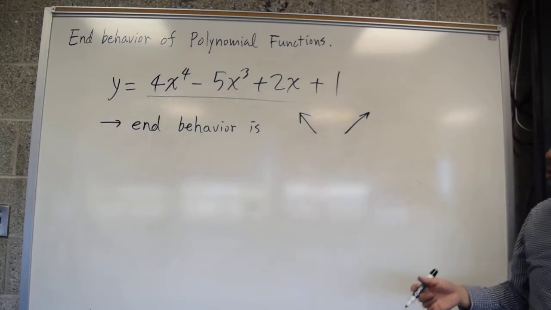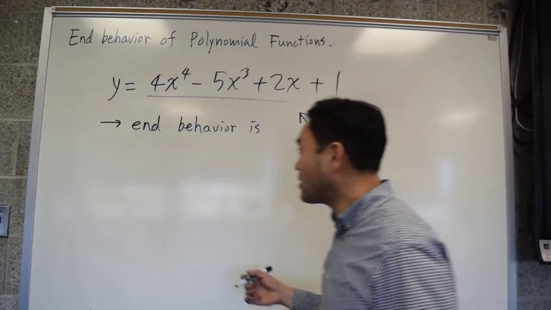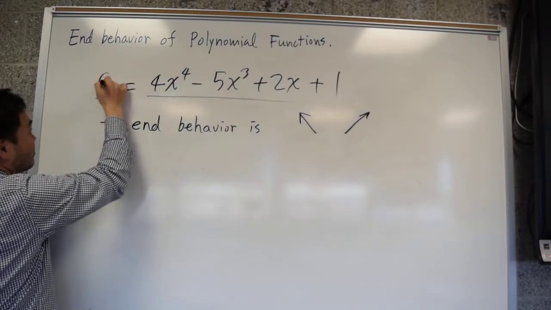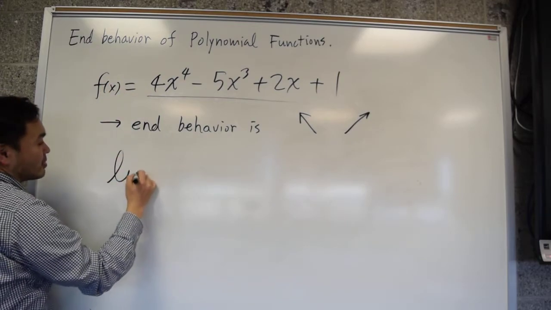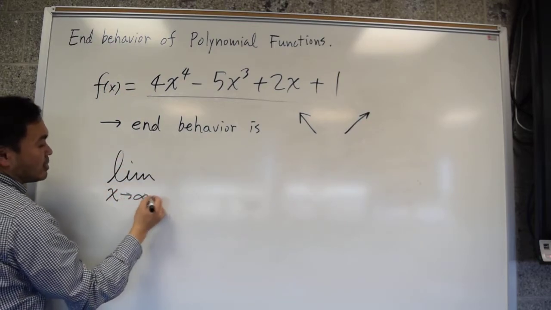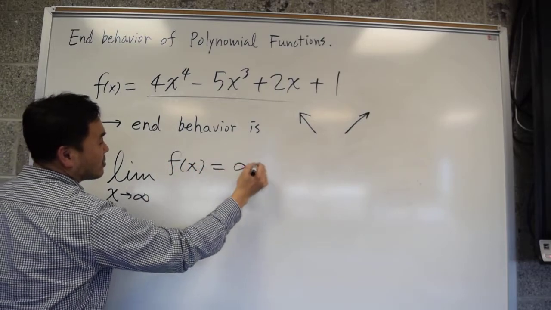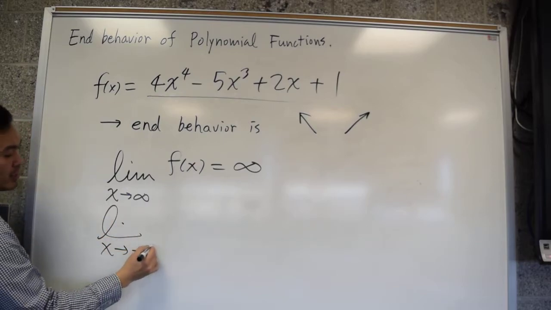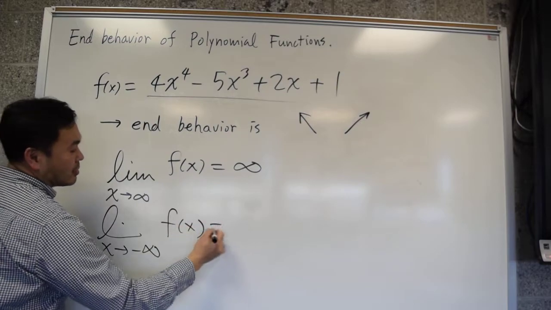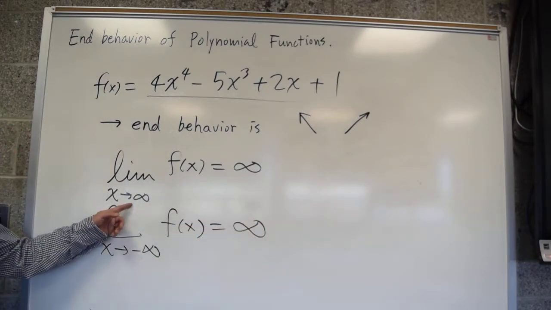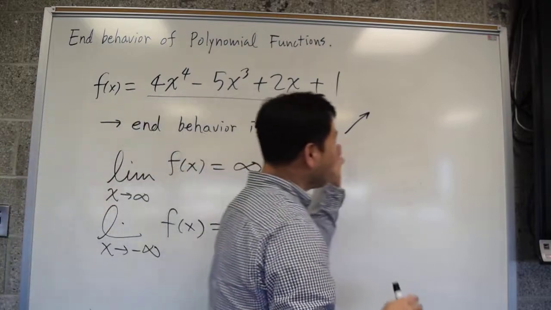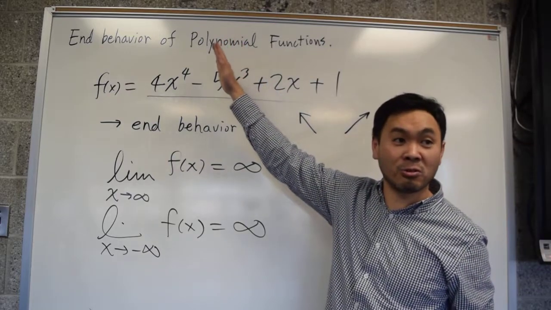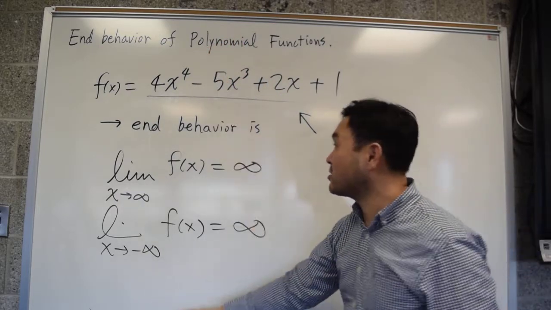Now, another way to say this, in a slightly more technical way, is that if you call this function f of x, then you can say the limit of x going to infinity of f of x is positive infinity, and also the limit of x going to negative infinity of f of x is also positive infinity. So as you go right, the value goes to infinity. As you go left, the value goes to positive infinity. All right, let's do another example.